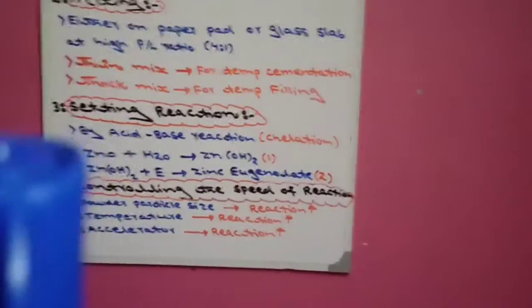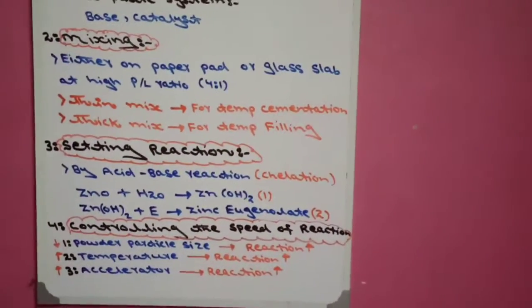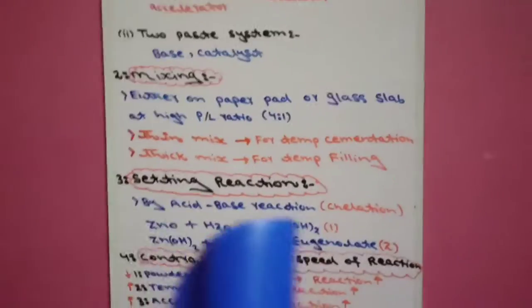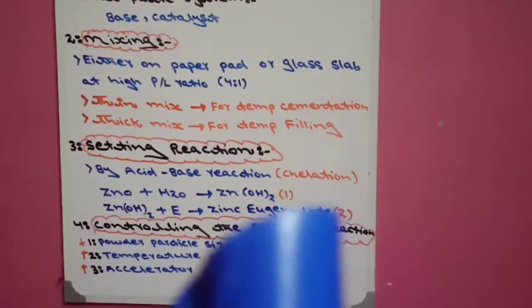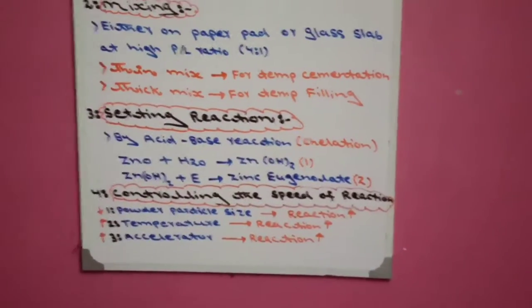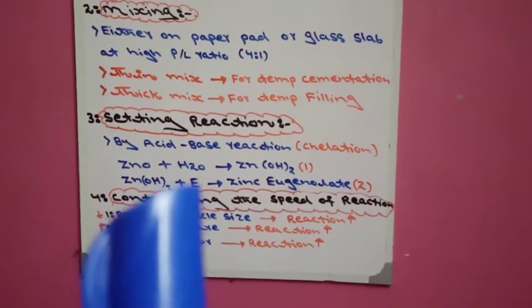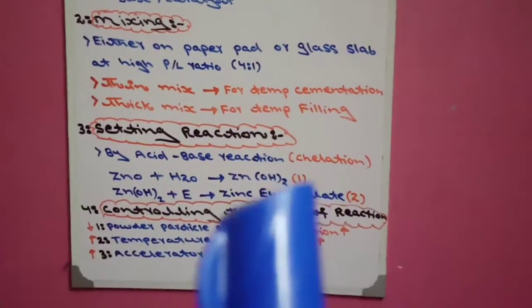After mixing, now come to the setting reaction. Now how does zinc oxide eugenol cement set? The setting reaction of zinc oxide eugenol is an acid-base reaction, also known as chelation reaction. Now the setting reaction consists of two steps. In the first step, zinc oxide powder reacts with water to form zinc hydroxide. This is the first step of the setting reaction.